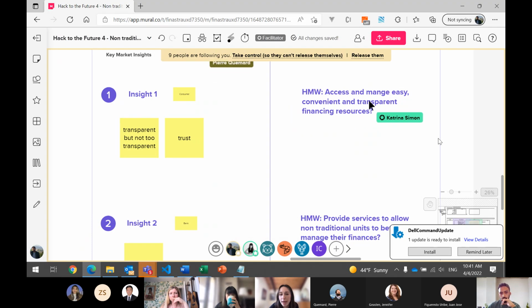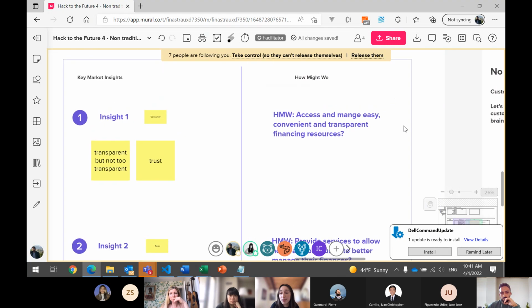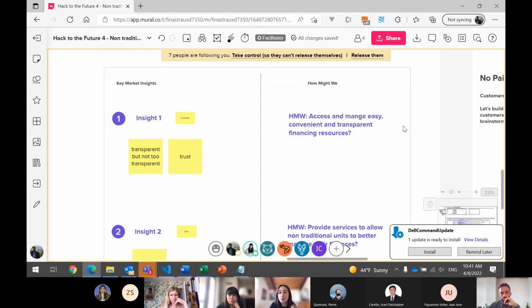Maybe we should change this and add trust as well in here. Manage easy, convenient, transparent, and trusting financial resources. Christina and Anita, what do you think about this problem here? Is this what you were thinking as you were creating this persona?